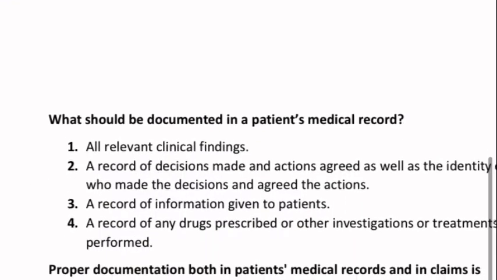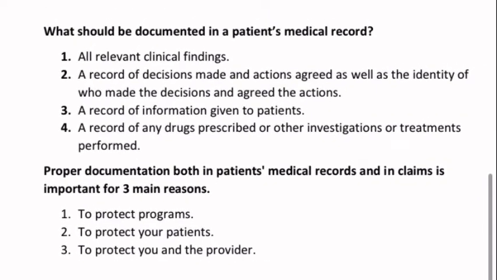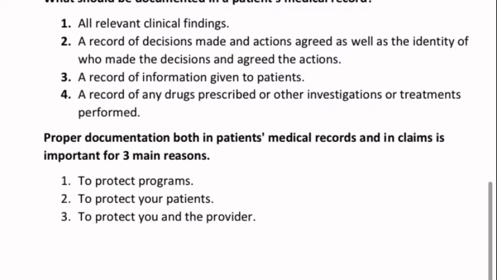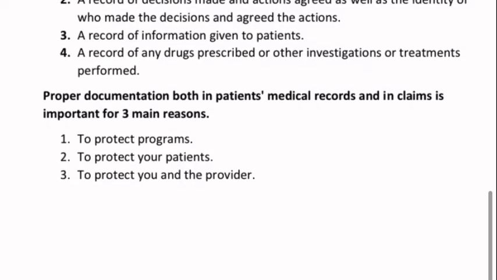Next, what should be documented in a patient's record? 1. All relevant clinical findings. 2. A record of decisions made and actions agreed, as well as the identity of who made the decision and agreed on the actions. 3. A record of information given to the patients. And 4, a record of any drugs prescribed or other investigations or treatments performed.